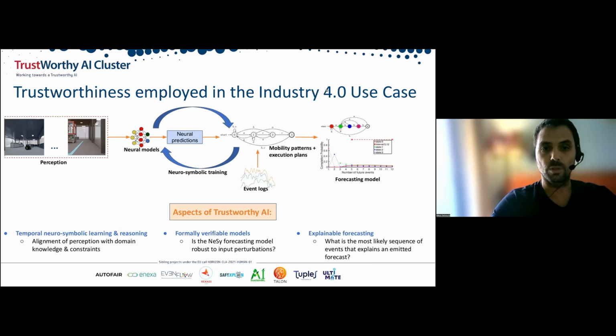So the point here is to assess whether the neurosymbolic forecasting model is robust to input perturbations. And crucially here, we're not just addressing the neural components of the entire model, which can be done with standard neural network verification techniques, but instead we are concerned with the robustness of the entire system as a whole. So from input perturbations to the robustness of the vision models in the slides example here, to the robustness of the actual reasoning-based forecasts, temporal reasoning-based forecasts of the entire system.